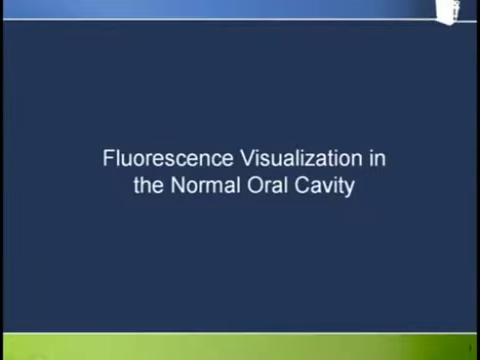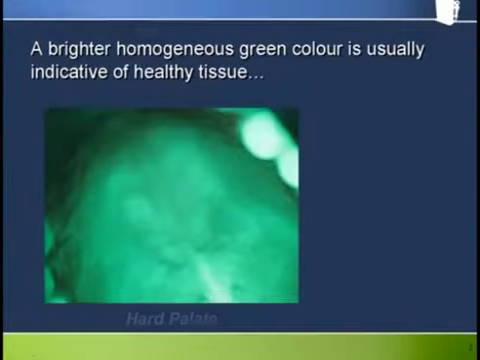Let's take a tour of the oral cavity and see up close some pretty typical examples of normal anatomy and its variation using fluorescence visualization with VELscope. A brighter homogeneous green color is usually indicative of healthy tissue. This is due to the combination of predominantly green fluorescence from both the epithelial and stromal layers.